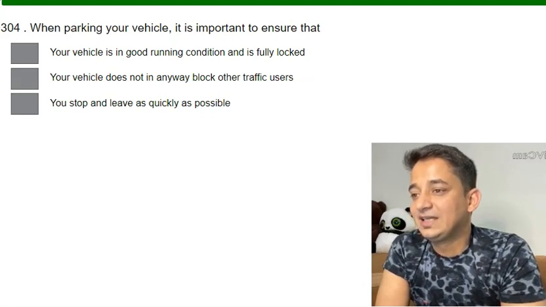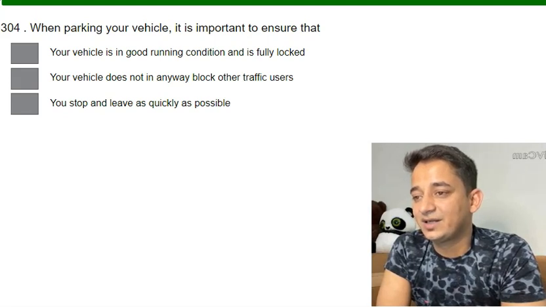When parking your vehicle, it is important to ensure that your vehicle is in good running condition and is fully locked, and does not in any way block other traffic users. So that's the right option.